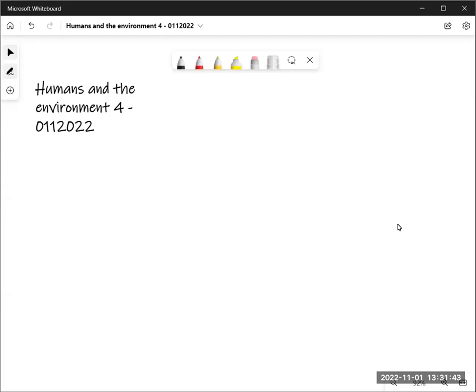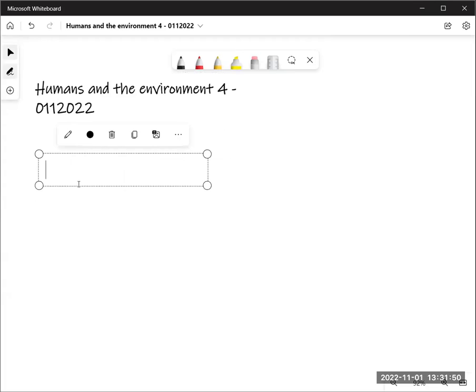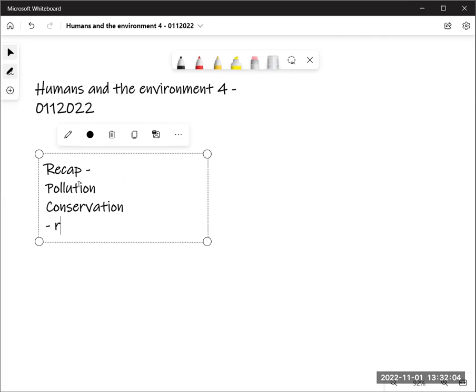We're studying our GCSE biology and we're starting humans and the environment. In the last class, we focused on a few things such as pollution and conservation, only limited to recycling of, let's say, metals, paper, and water. We'll look into this a bit more today.